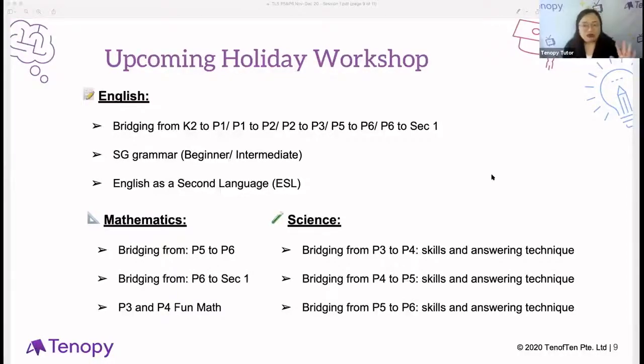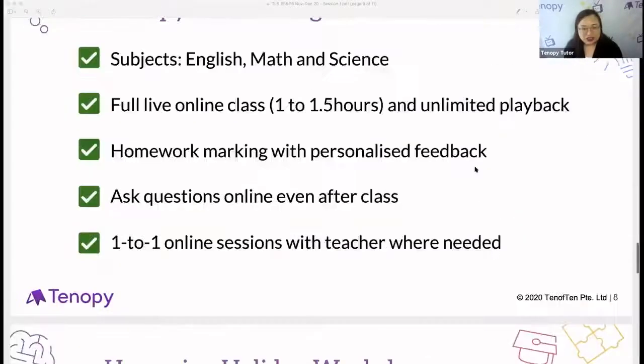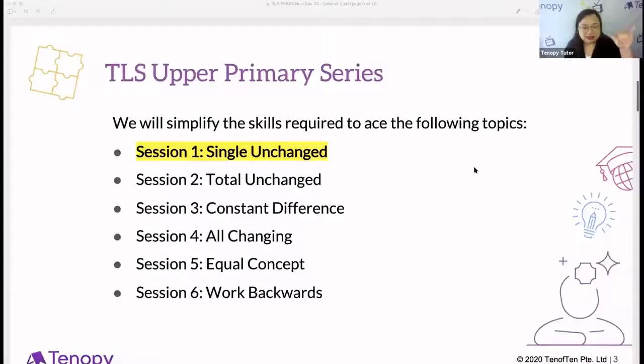So that is all for this week's live sharing session. Next week, I'm covering total unchanged. Recap: these are the 6 series for this particular term. Each time round, we introduce 6 series of work. So this is the first one, section 1 on single unchanged. Then we'll be covering total unchanged, constant difference, all changing, equal concept, and work backwards.